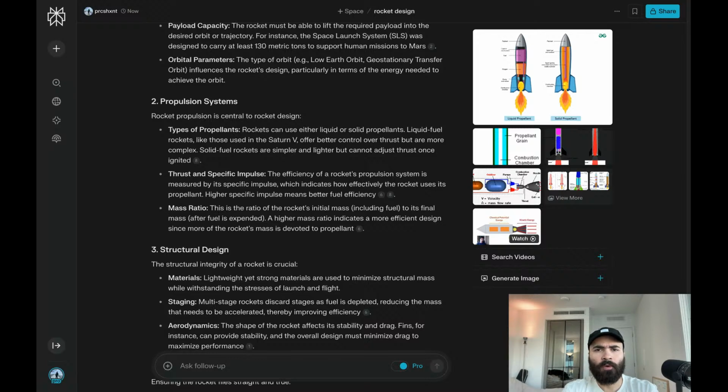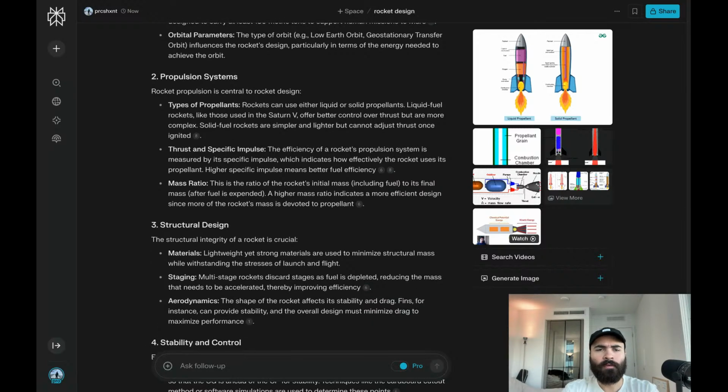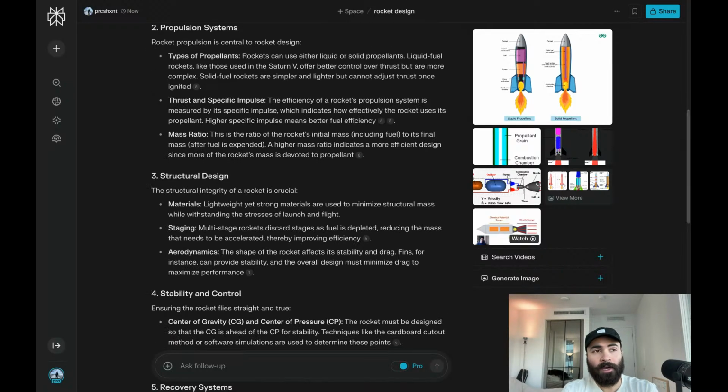The type of orbit, low Earth orbit or geostationary, influences the rocket design, particularly in terms of the energy needed to achieve the orbit. I also recently saw one of the streams of, what is it, Falcon 9, deploying the payload by Space 42. I think it's a Middle Eastern company, and deploying that payload into an orbit. It was interesting to see how it works.